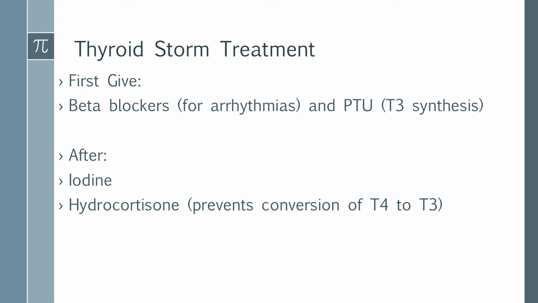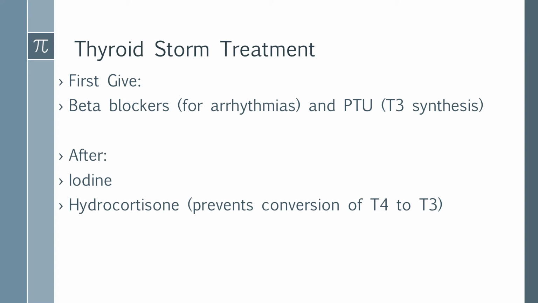How do you manage thyroid storm? First, you want to control their heart rate. The arrhythmia is going to kill you, so you use a beta blocker for the arrhythmias, and you give them PTU to stop your T3 synthesis. You start stopping synthesis of the hormone. That's your first line. After you give those two, you give iodine and hydrocortisone.